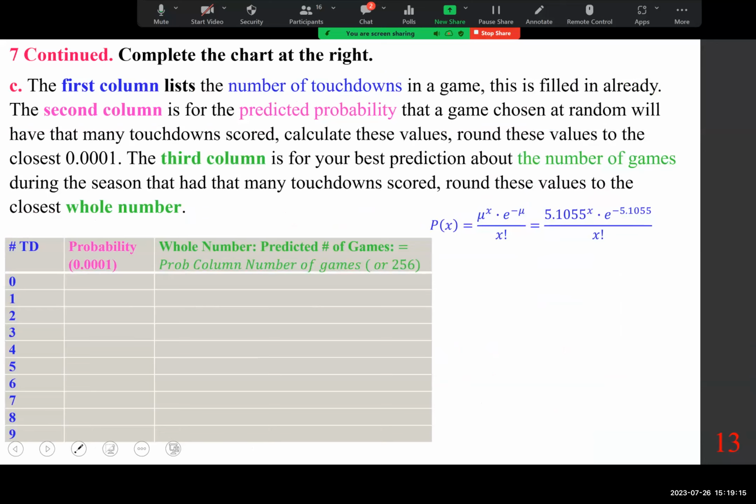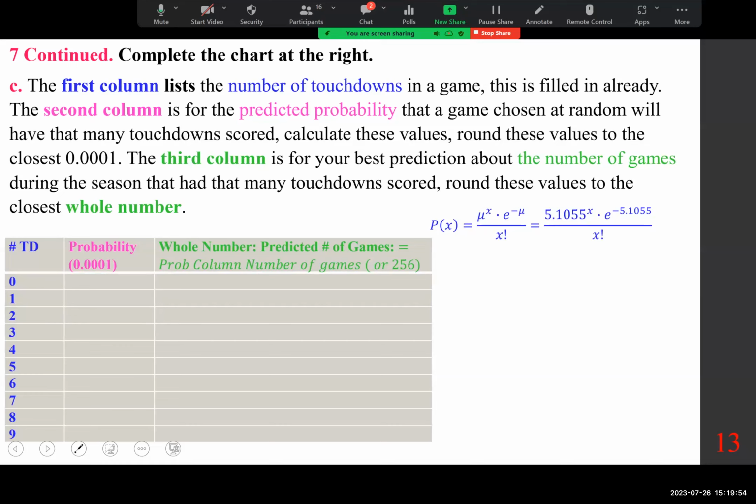Could somebody read this, please? Part C. To complete the chart at the right, the first column lists the numbers of touchdowns in a game. This is filled in already. The second column is for the predicted probability that a game chosen at random will have that many touchdowns scored. Calculate these values, round these values to the closest 0.0001. The third column is for your best prediction about the number of games during the season that had that many touchdowns scored. Round these values to the closest whole number.